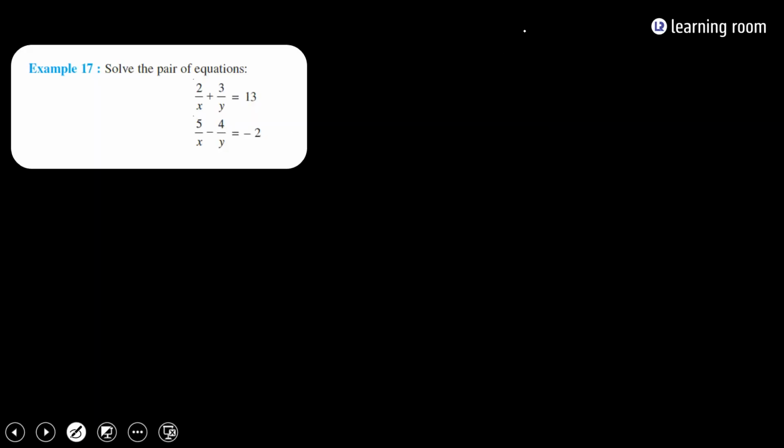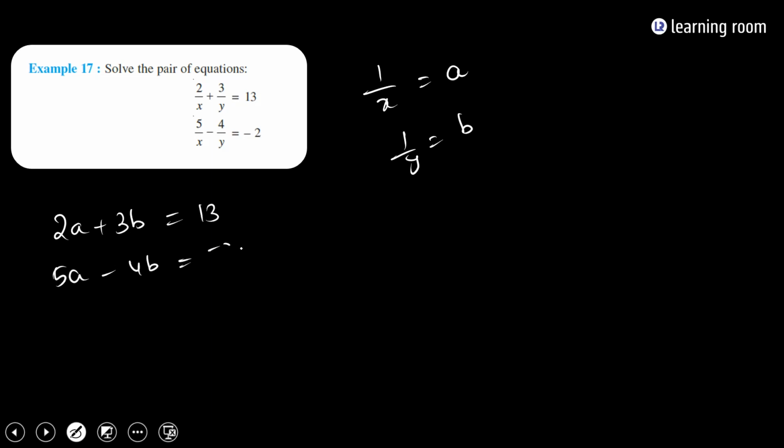Yes, sir. 2 by x plus 3 by y is equal to 13, and 5 by x minus 4 by y is equal to minus 2. So what will you do? Sir, we will take 1 by x as some variable a, and 1 by y as another variable b. So we will get 2a plus 3b is equal to 13 and 5a minus 4b is equal to minus 2.